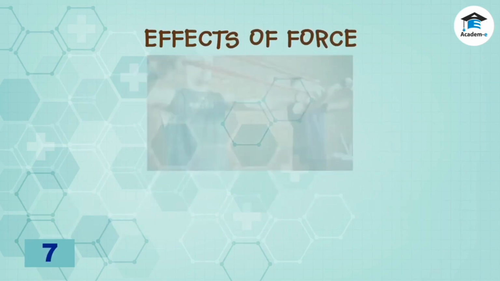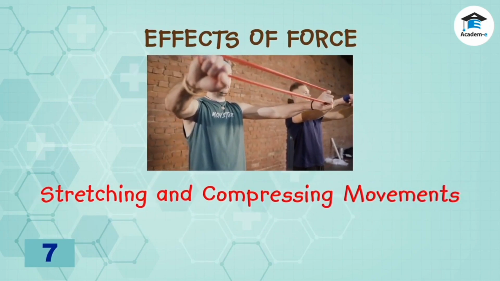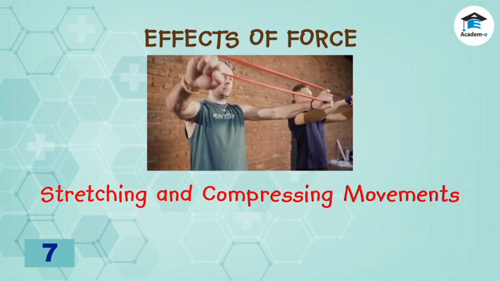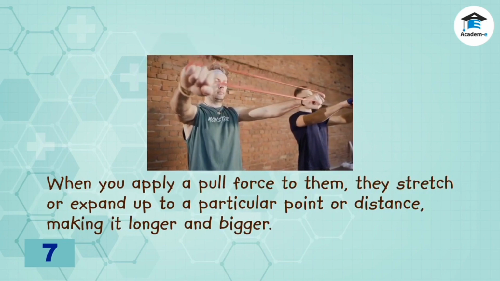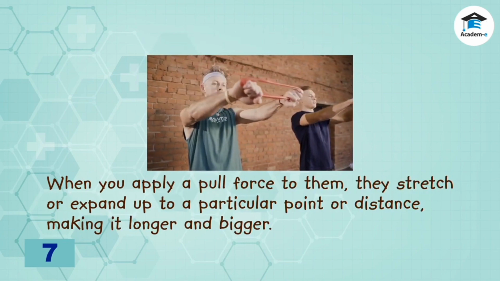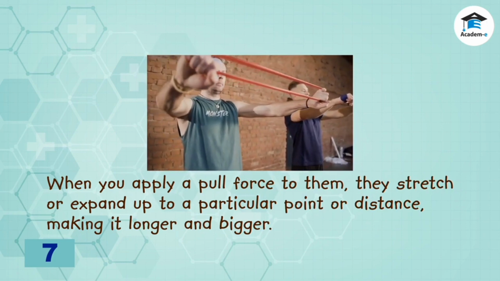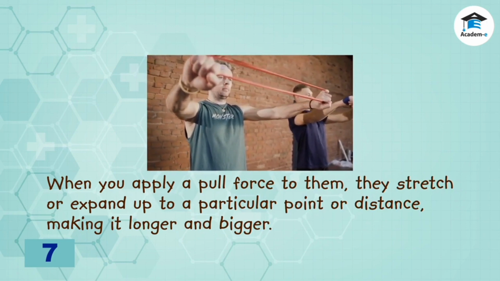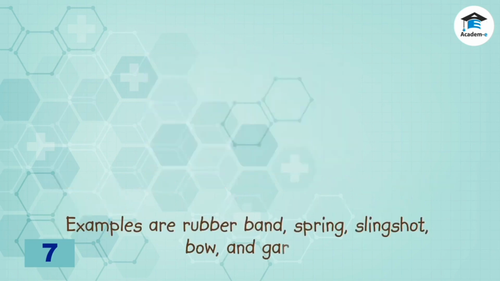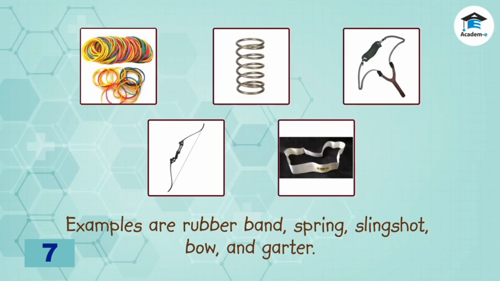A force can also make an object change its shape and size. There are objects with elastic properties. When you apply a pull force to them, they stretch or expand up to a particular point or distance, making it longer and bigger. Upon releasing them, they compress or go back to their starting point, making it shorter and smaller. Examples are rubber band, spring, slingshot, bow, and garter.